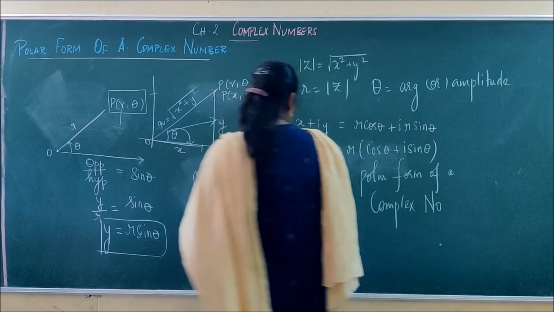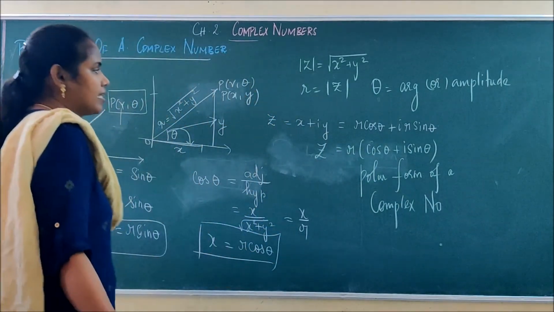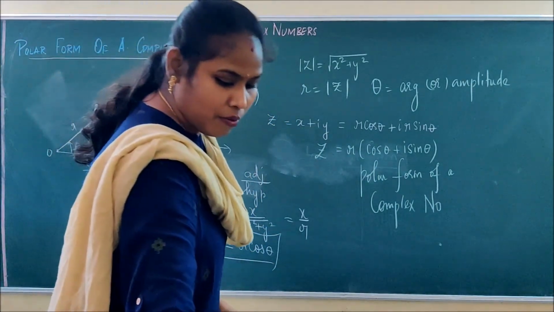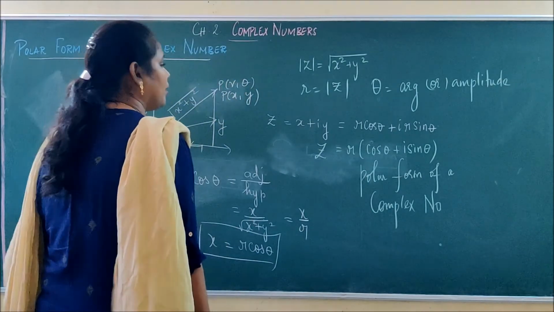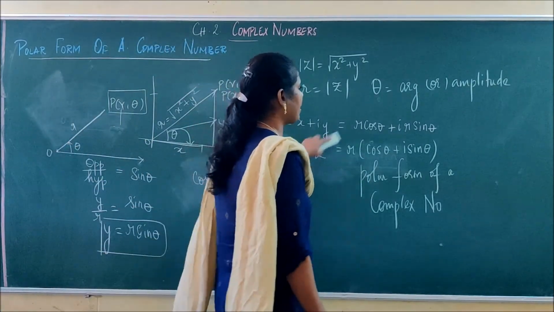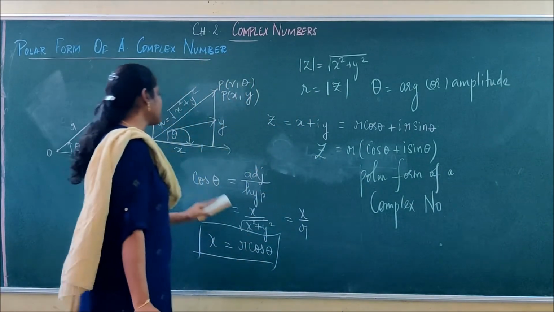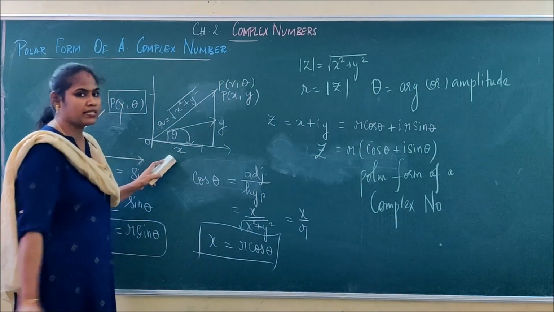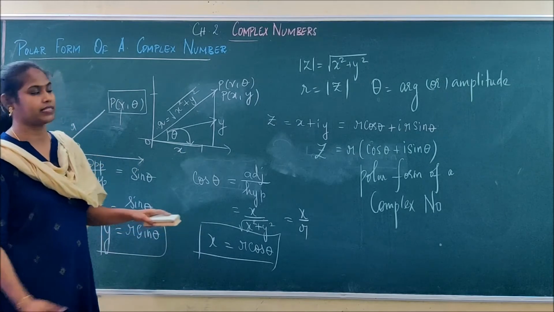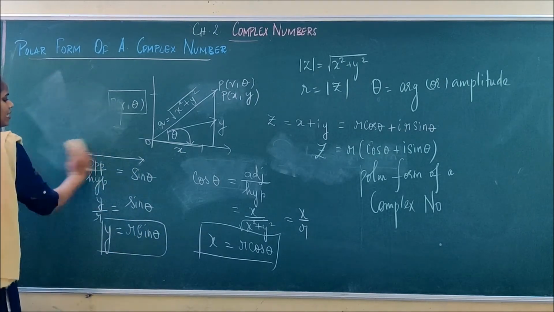So the polar form is nothing but z is equal to r cos theta plus i sin theta, right? And r is nothing but the modulus of that complex number, and theta is nothing but the argument of that complex number, and argument is nothing but the angle made by the complex number with the positive real axis. And now we will see the other.